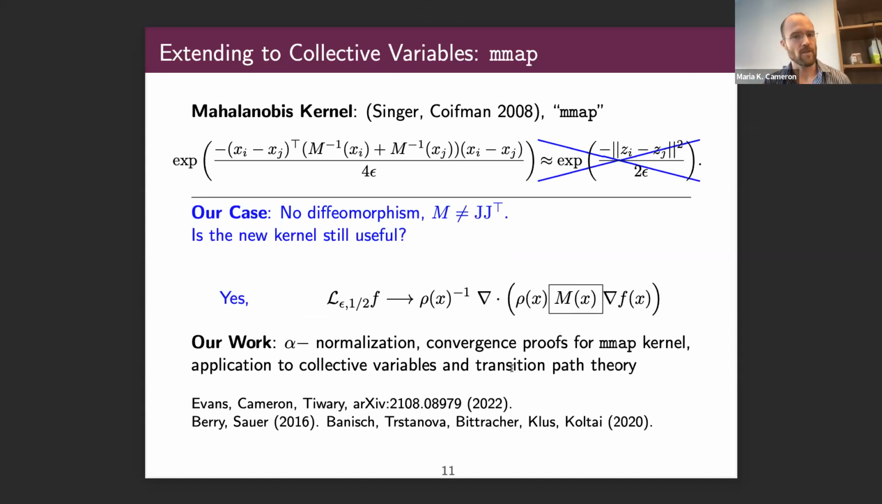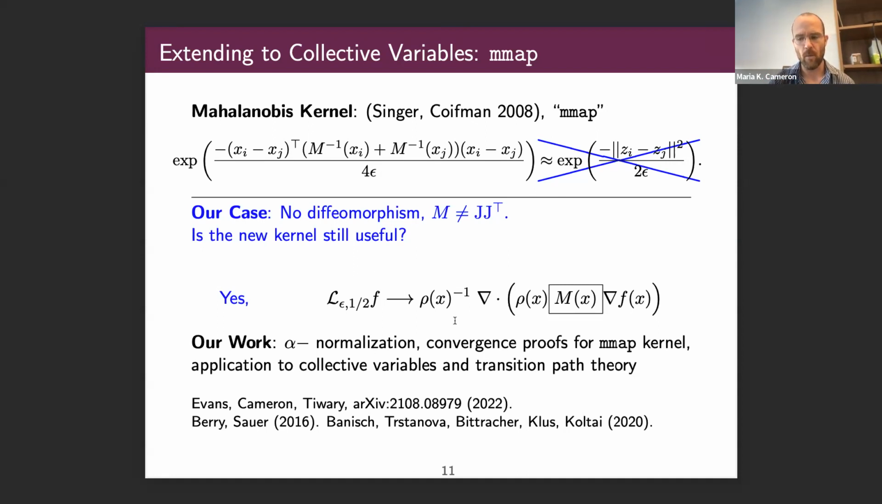The first extension we're using in our case of this algorithm is for collective variables. There is this more complicated SDE from earlier, and instead of using a regular Gaussian kernel as earlier, we're using a kernel that is also based off of these diffusion matrices, these M's from earlier. This was originally introduced by Singer and Coifman for Mahalanobis diffusion maps, in the idea where your data set has been transformed by some sort of diffeomorphism, which you are undoing with this kernel. In our case, these M matrices do not take the form of J transpose for some Jacobian. There's no transforming to another latent Z here.